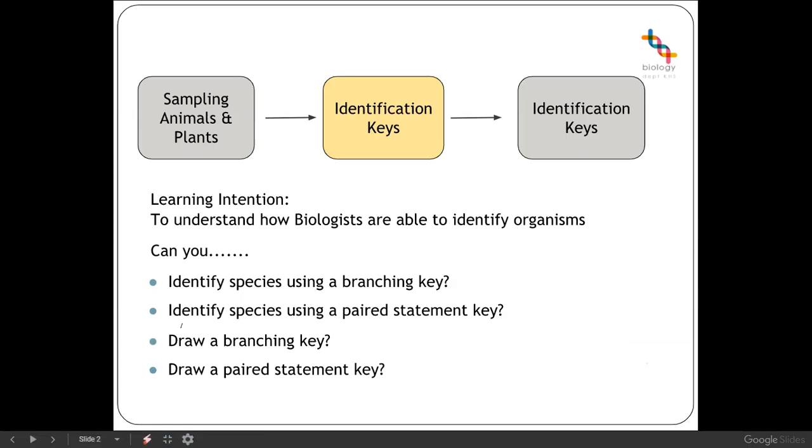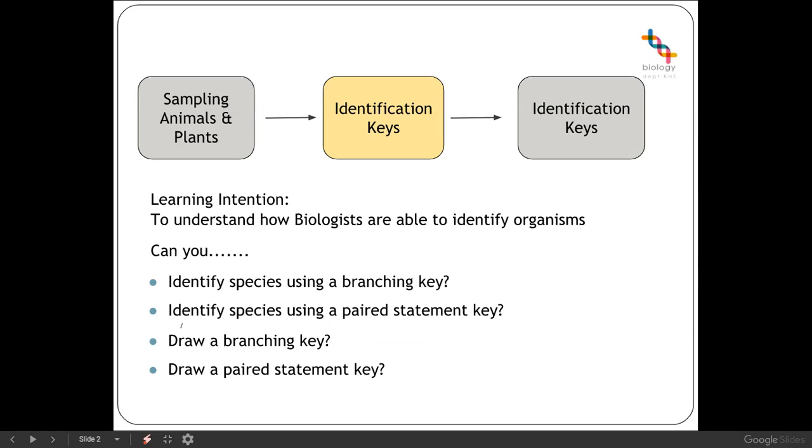So last week we were having a little look at how we would go about sampling animals and plants in an environment, and we were talking about quadrats, pitfall traps, putters, sweep nets and tree beating. Now I know we didn't quite get that finished off. We were still hoping to go outside and use our quadrats, and fingers crossed we'll get a chance to do that next week when I'm back in class.